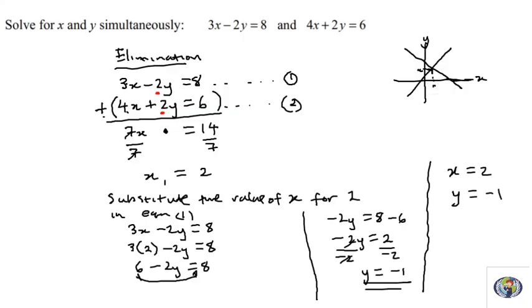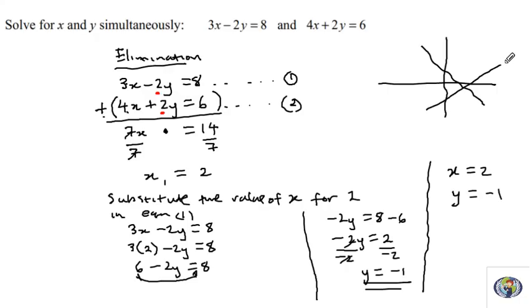If we were to sketch these two graphs, they will intersect at this point, right? Remember, this is just an estimation. They will intersect where x is equal to 2, and y is equal to -1. That is what this whole story is talking about.